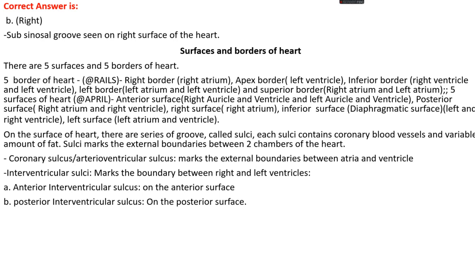On the surface of the heart there are a series of grooves, also known as sulci. Each sulcus contains coronary blood vessels and a variable amount of fat. Sulci mark the external boundaries between the chambers of the heart.